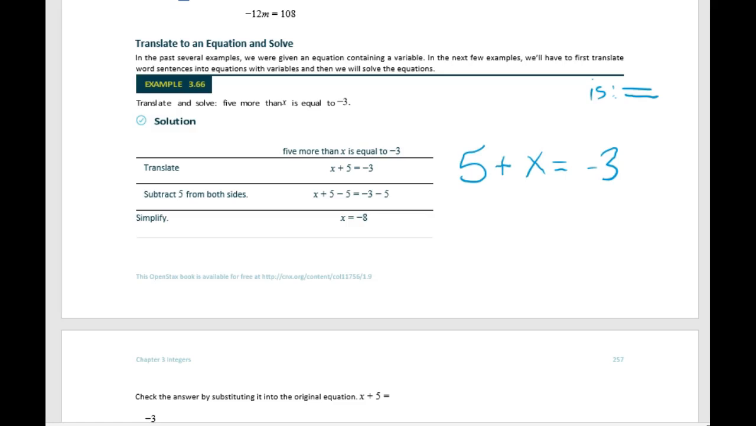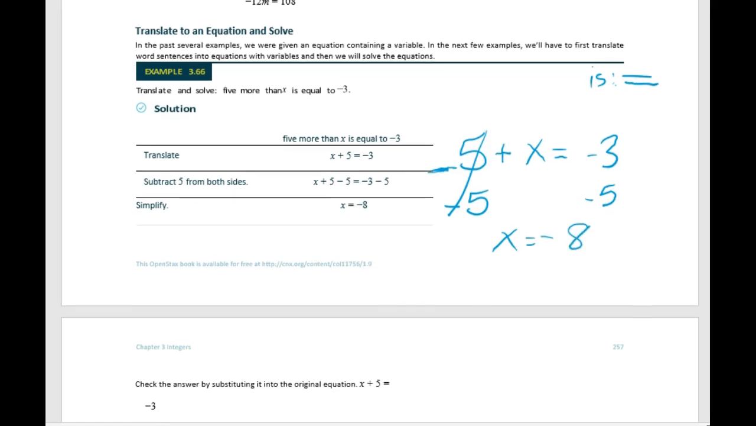I see I have my x value on this left side, and I see that I'm adding this 5 to it. Since there's no number or value or negative sign here, I know I'm adding. So to undo this addition, I subtract 5, and what I do to one side, I have to do to both sides. So I'm left with x equals -3 minus 5, which gives me -8. Then I can plug that in and double check again.